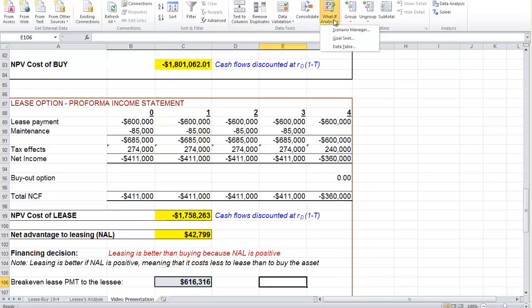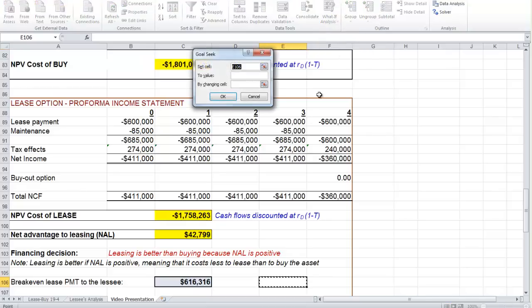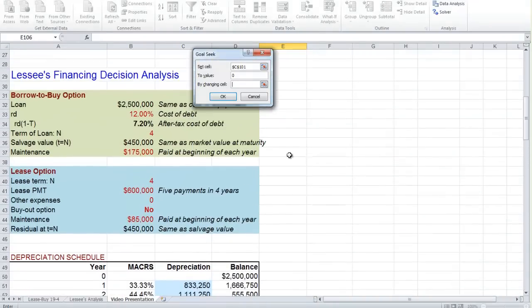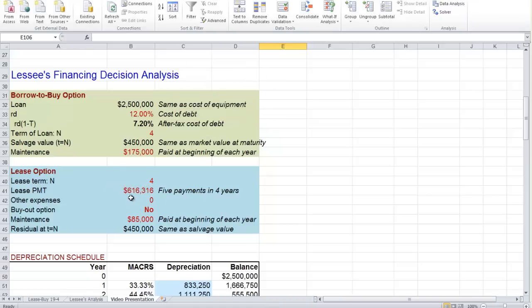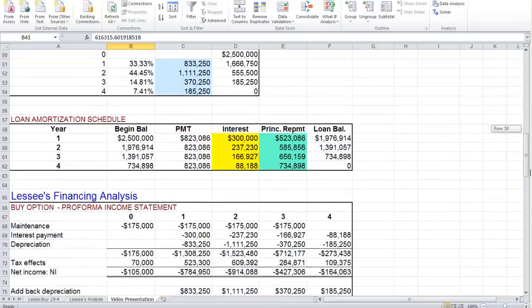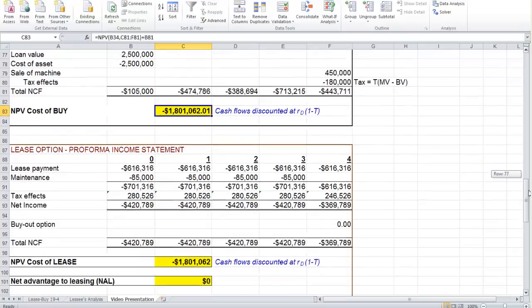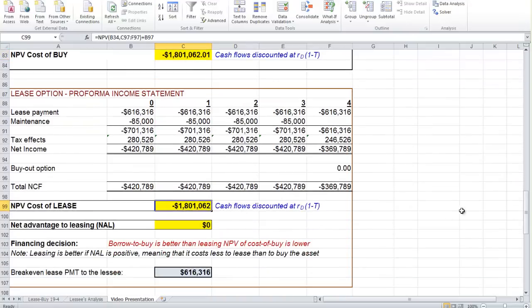What if, depending on the version of Excel you use, just look for the goal seek command. So goal seek. We want the net advantage to leasing to be equal to 0 by changing, up here, the lease payment. As you can see, it's $616,316. Based on this lease payment, there will be no difference. Again, remember, cost of buying is 1.8 million, and that would also be equal to the cost of leasing.